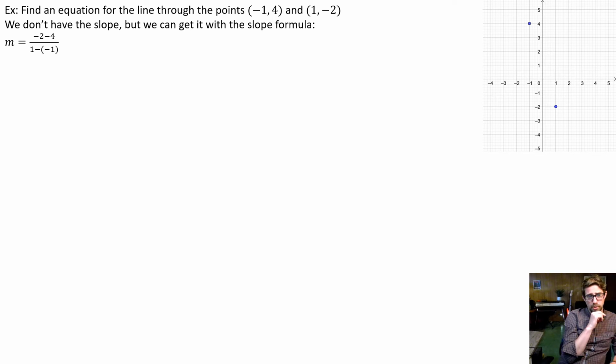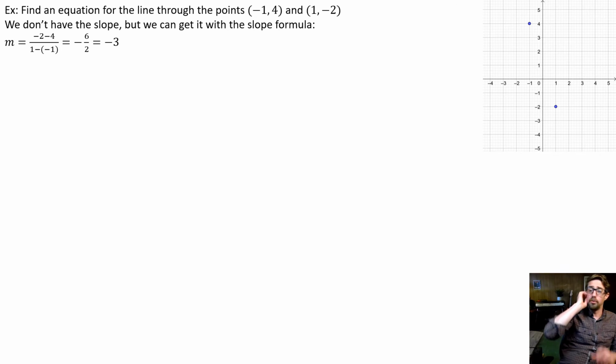Okay, so -2 minus 4 is -6. 1 minus -1 is 2. And -6 over 2 is -3. So we said the slope should be pretty negative, and it is. And you could see, okay, we go over 1 and down 3, basically. Okay, now we are not done.